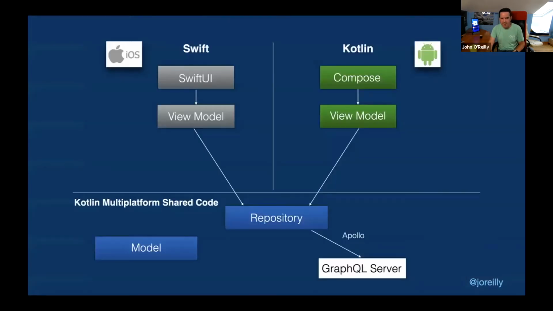This is a very high level diagram of what an application like this might look like, just to at least give folks an idea of the key moving parts here. Our Kotlin multi-platform shared code, in our case, we're going to build up a very basic repository that encapsulates our interaction with our GraphQL server, and has a data model associated with it.